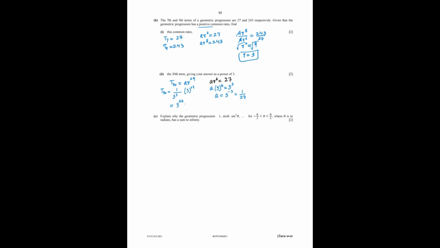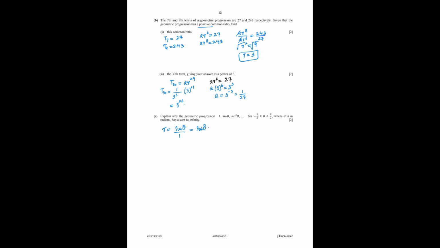For part C it says explain why the geometric progression 1, sin theta, sin square theta, and so on, for minus pi by 2 less than theta less than pi over 2, where theta is in radians, has a sum to infinity. At first I need to find the value of r here, so that will be equal to sin theta divided by 1, which is equal to sin theta.